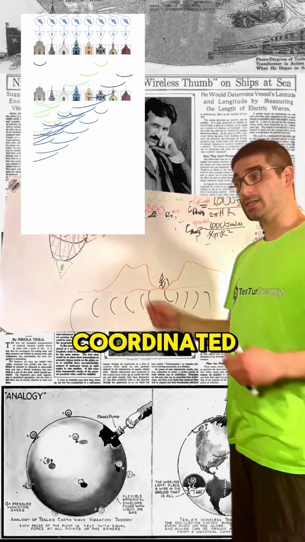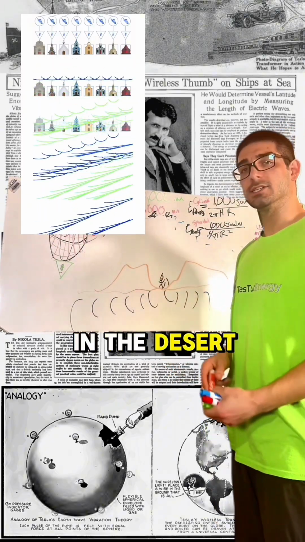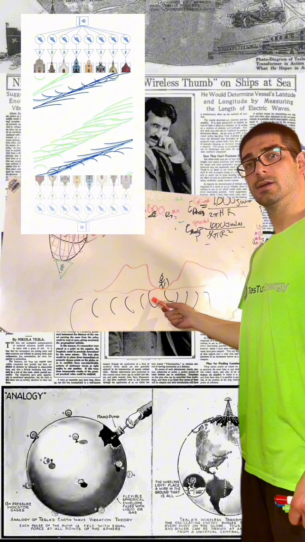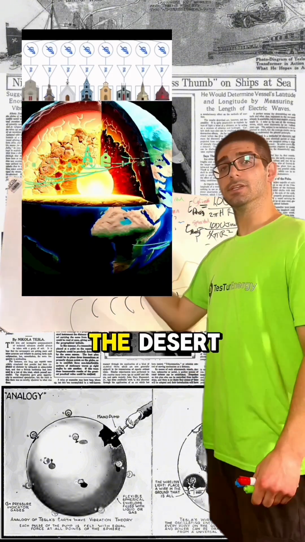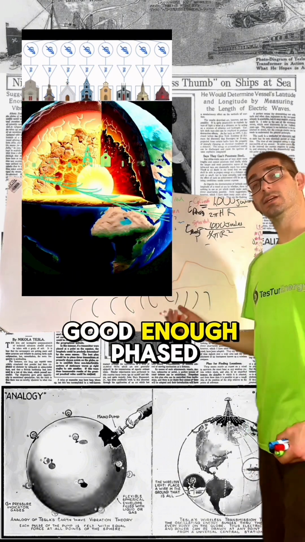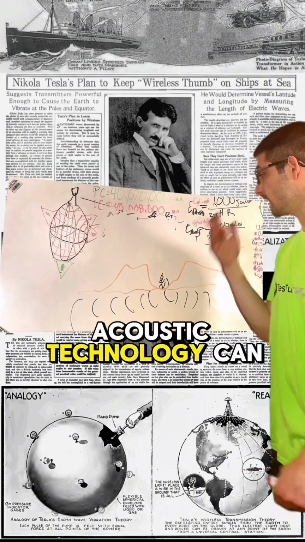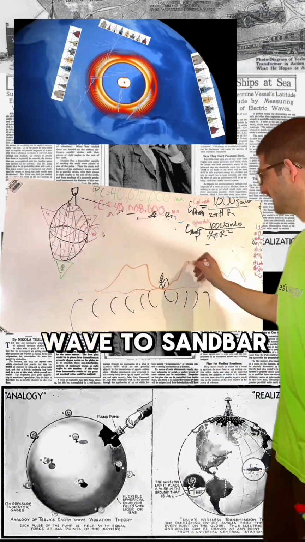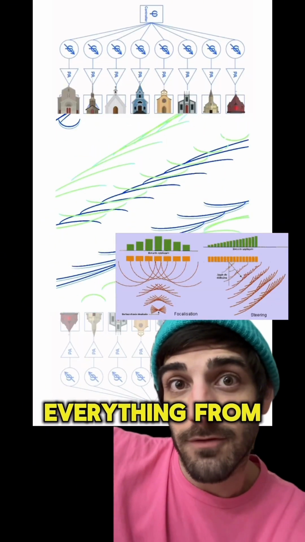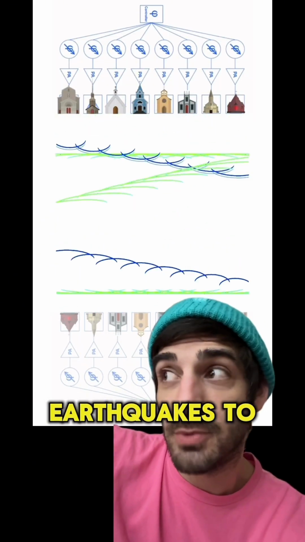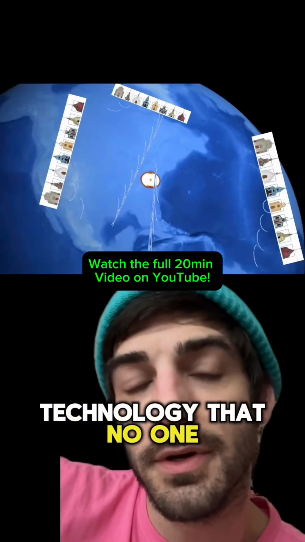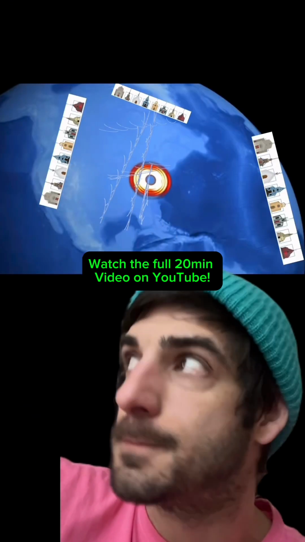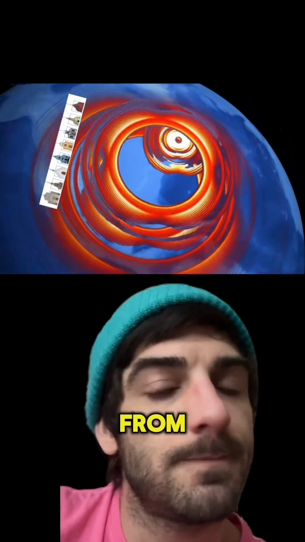Get them coordinated, a directed energy weapon. If you're out in the desert and you're walking at pace, you can be triangulated anywhere in the desert, and anyone who's got good enough phased array acoustic technology can send a ground wave to you. Everything from targeted earthquakes to potential Havana Syndrome sonic weapon technology that no one can seem to explain where it's coming from. Wonder where it's coming from.